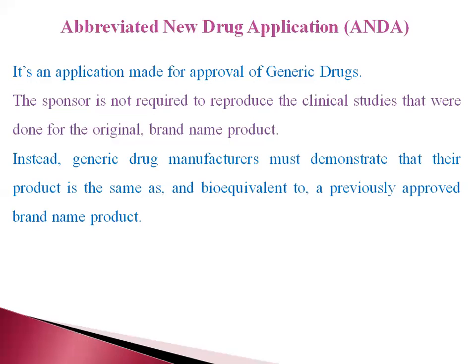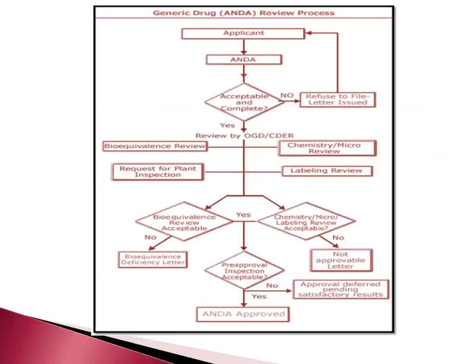Instead, generic drug manufacturer must demonstrate that their product is the same and bioequivalent to previously approved brand name product. We need to confirm that only, and that's why we are sending bioequivalence report to the regulatory agency in the form of ANDA application. So this is flowchart for ANDA application.